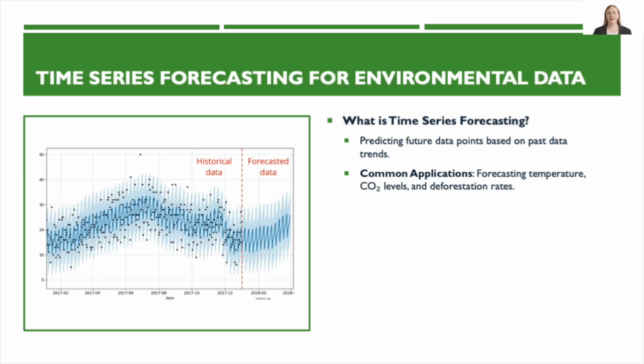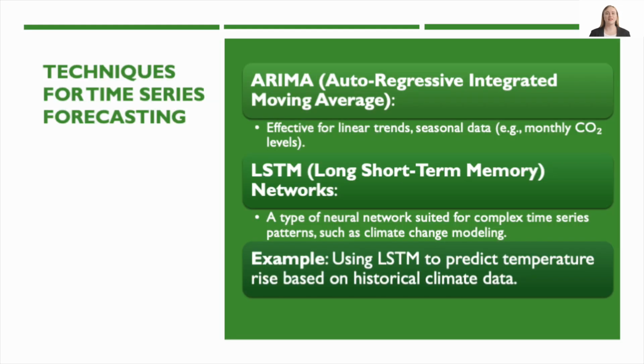Time series forecasting for environmental data. Now, let's discuss time series forecasting, which is essential for predicting future environmental trends based on historical data. This type of analysis is commonly used in climate science to forecast temperature, CO2 levels, and deforestation rates. Time series forecasting can be linear or nonlinear, depending on the patterns in the data. In this section, we'll look at two techniques, ARIMA and LSTM.